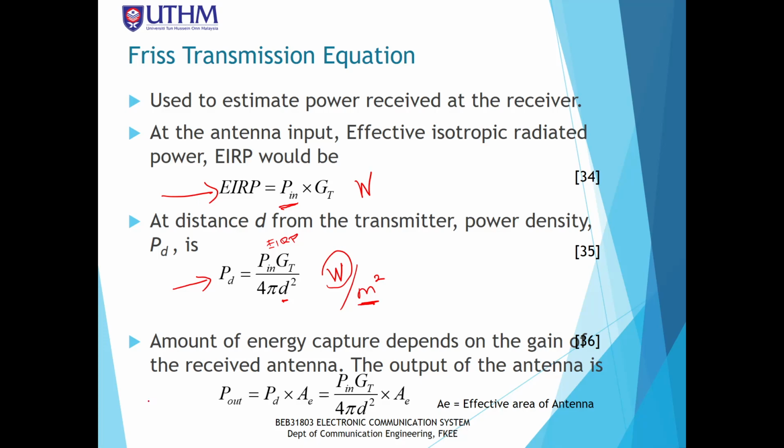Okay, so itu sebabnya wujud persamaan yang ini. Okay, P out, the output power from the receiver antenna is equal to the power density multiplied with the effective area of the receiver antenna. Apakah itu effective area of the antenna? Effective area of the antenna ini sebenarnya merujuk kepada luas permukaan antena yang menyerap gelombang tersebut.